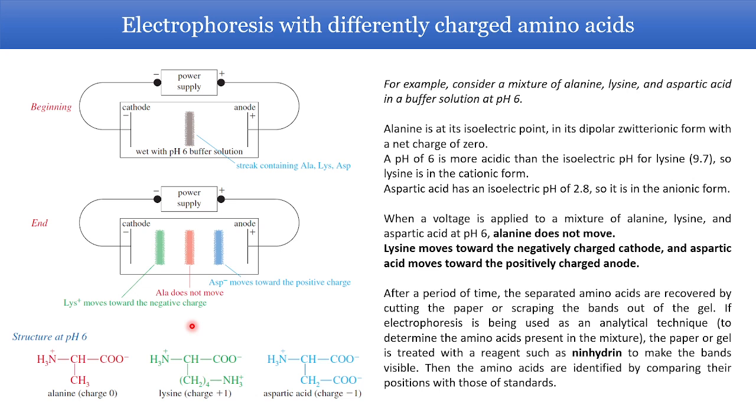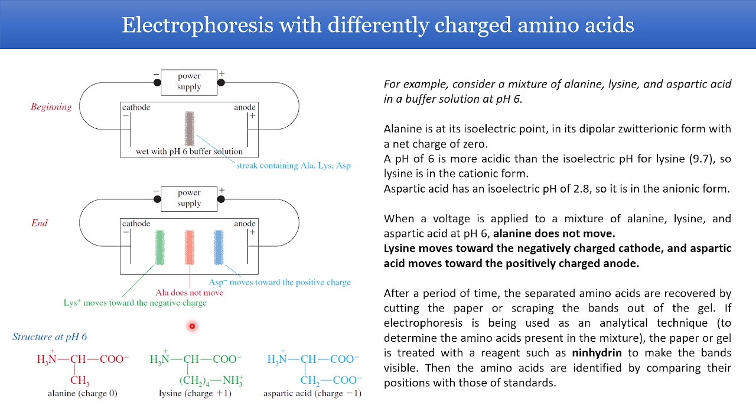You can scrape out the bands and use the reagent ninhydrin to make the bands visible, and you can identify these amino acids by comparing with the known standards. So this is a very easy experiment which you can do, and this will also tell you about the charge of the amino acids. But what is important here are the two points that I mentioned: when pH is equal to pI, it is neutral and it does not move in electrophoresis.